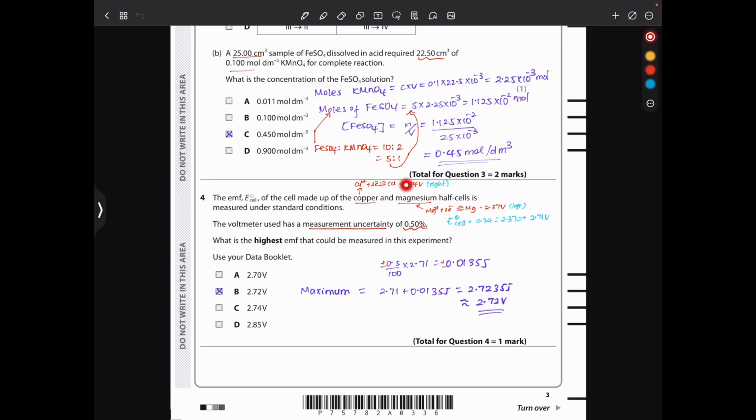Since this is more positive, that is more negative, this is going to be oxidized as that is reduced. So the E theta for the cell should be that minus this one. Since there is a measurement uncertainty of 0.5, it means 0.5 divided by 100 times this value here gives us the value we should add or subtract in order to get the minimum or maximum. So adding it to get the maximum, so 2.71 plus that gave me a value closer to 2.72, and so B should be the answer.